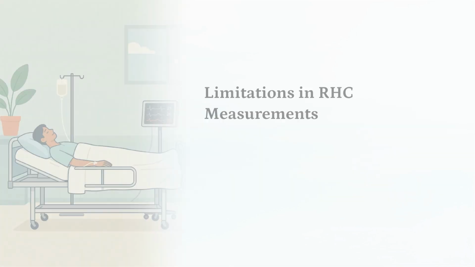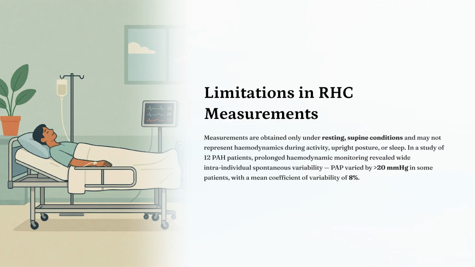This video examines the limitations of right heart catheterization, or RHC. Measurements are typically obtained under resting, supine conditions, which may not accurately reflect hemodynamics during activity, sleep, or when upright. Studies show that pulmonary artery pressure can exhibit significant spontaneous variability.